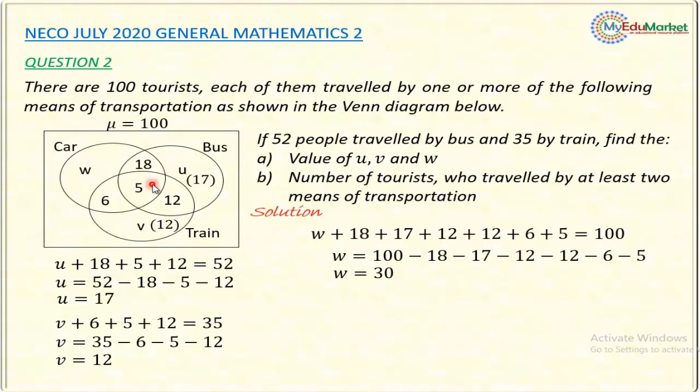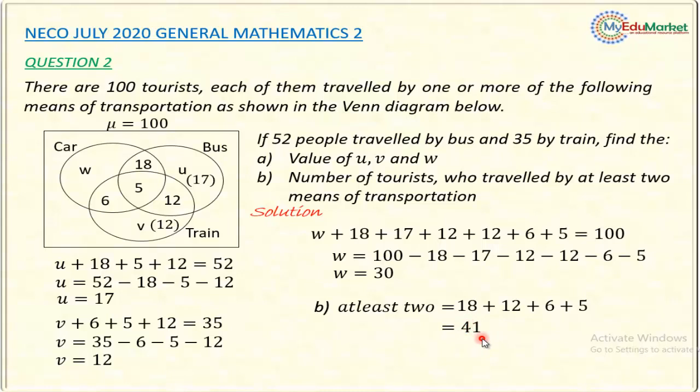So those that traveled by at least 2 means will now be those that traveled by car and bus, they are 18. Those that traveled by all the 3, they are 5. Those that traveled by car and the train, they are 6. Those that traveled by bus and the train, they are 12. So I'm going to add those 4 values, 18 plus 12 plus 6 plus 5, and adding this correctly gives the answer 41. So the number of tourists that traveled by at least 2 means of transportation is 41. So question B has also been answered.